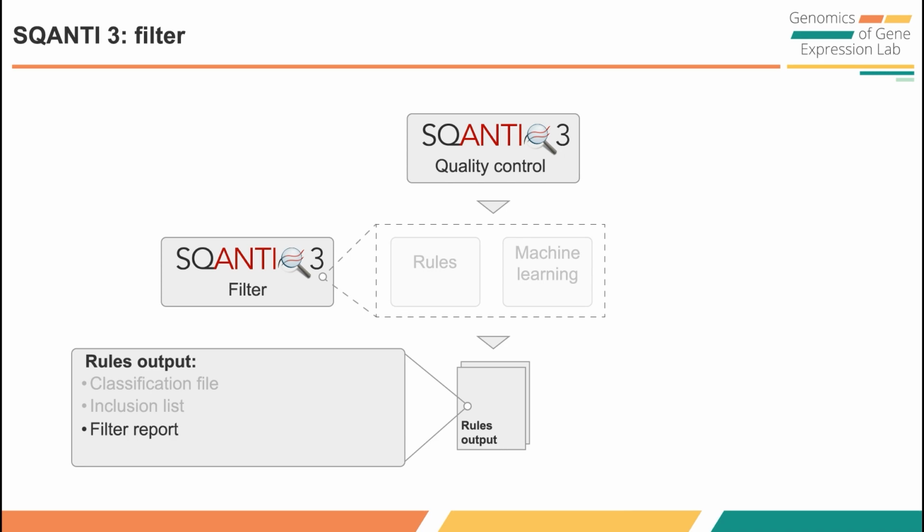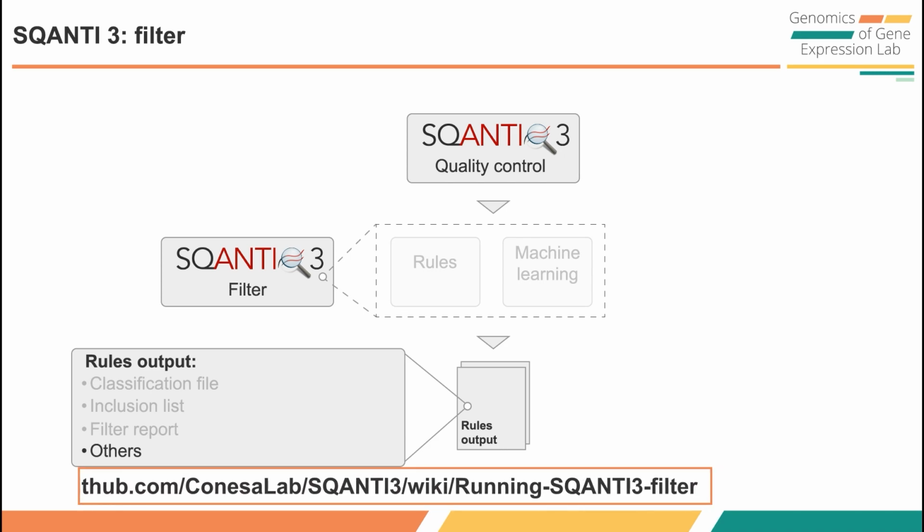Lastly is a filter report. The SQANTI3_filter_report.pdf is a PDF report that includes various plots to describe the performance of the filtering process. Other specific output files are based on the filter method chosen by the user, either rules or machine learning, and can be found on our GitHub wiki.